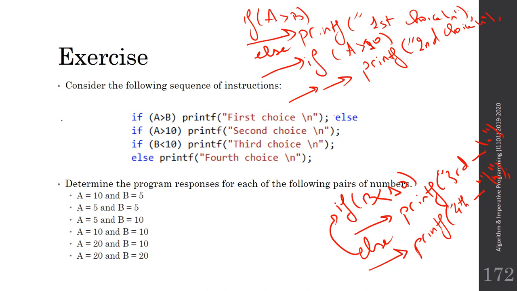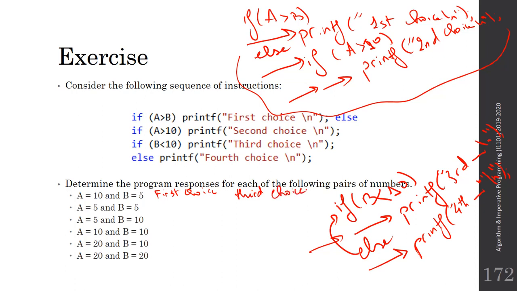Let's think together. Is A greater than B? You will say yes. So I will execute the first printf. On the screen I will print first choice, and then I will go to the line because we have \n. I don't execute the else part here. Then I will move down. Is B less than 10? Yes. So I will print the first printf here. So it means I will print third choice, and I will go to the line because we have \n.